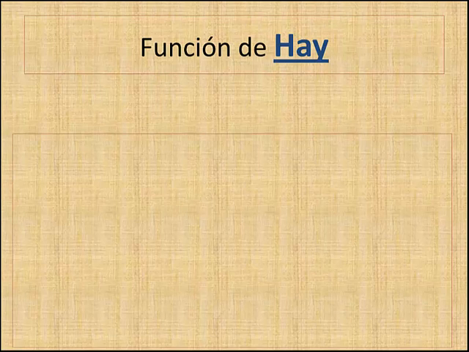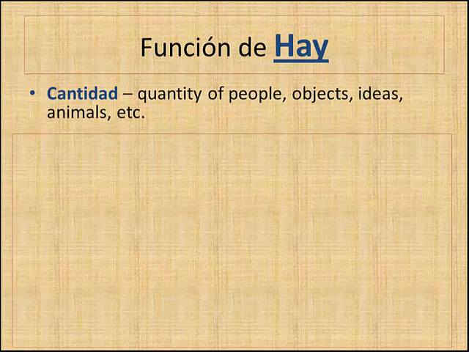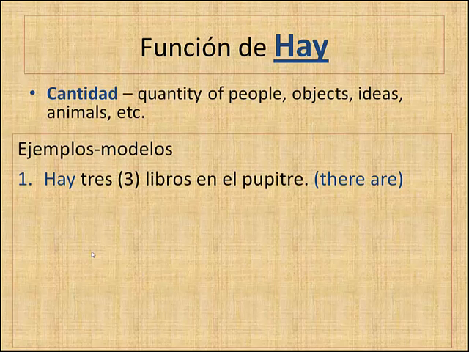Okay, let's talk about la función de hay, the function of hay. So I kind of just went over it. We use hay to talk about cantidad, to talk about the quantity of things, of people, of objects, of ideas, of animals. We use hay to talk about how much there is or there are of something. Okay, so let's look at some ejemplos, some modelos. Hay 3 libros en el pupitre. There are 3 books on the desk.